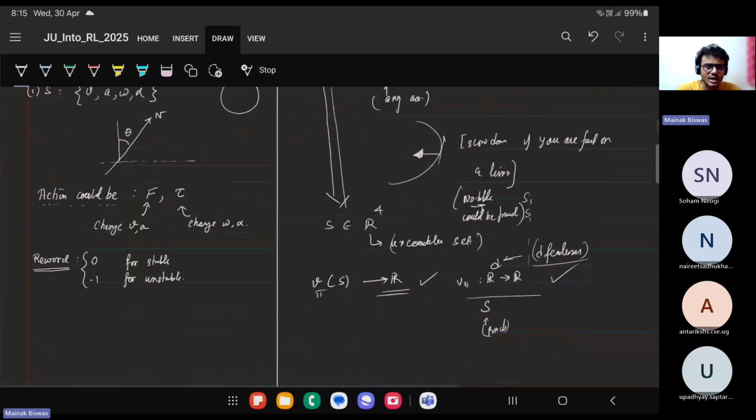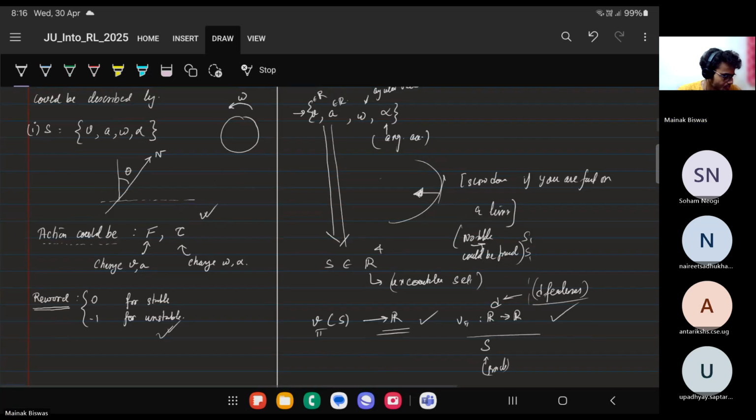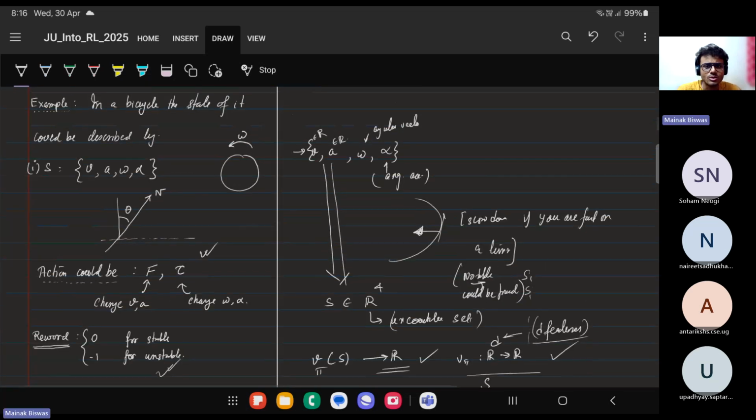So let us try to understand. And here, for example, your actions would be the force applied and the torque you would apply to change your velocity and angular momentum. And similarly, your reward could be, if you fall down, you get a negative reward, and the same way you could keep going. That's the idea. Is it clear to everyone? So why is a state space of tables not possible? Is there a question?